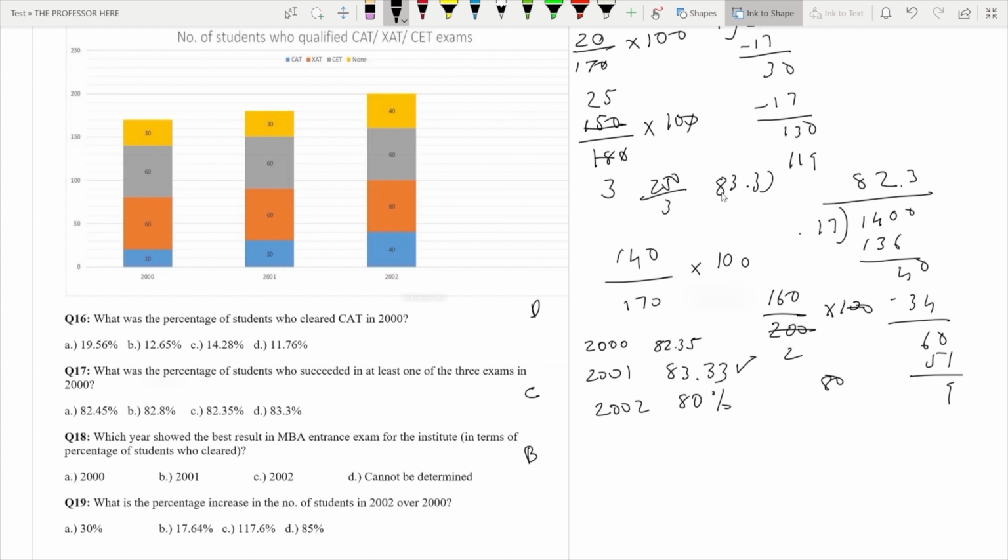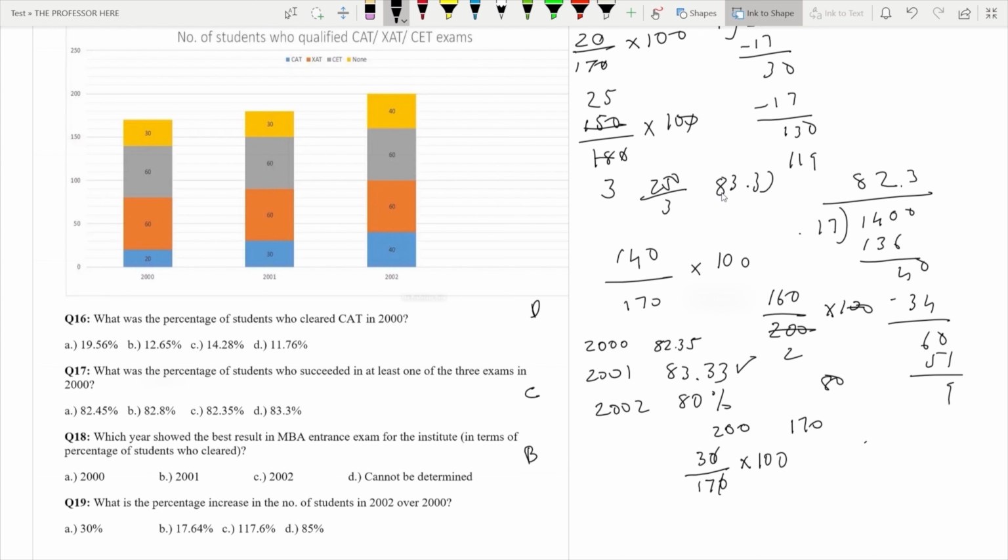Question number 19. What is the percentage increase in the number of students in 2002 over 2000? So in 2002, the number of students is 200. In 2000, the number of students is 170. So from 2000 to 2002, the increase is 200 minus 170, 30. The number of students in the year 2000 was 170. So 30 divided by 170 into 100.